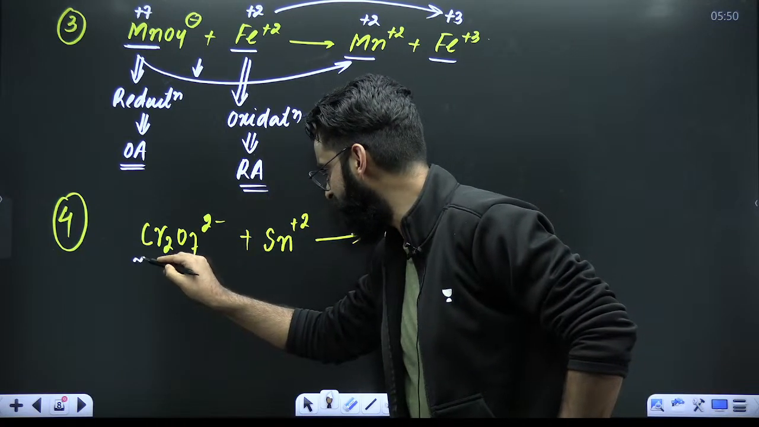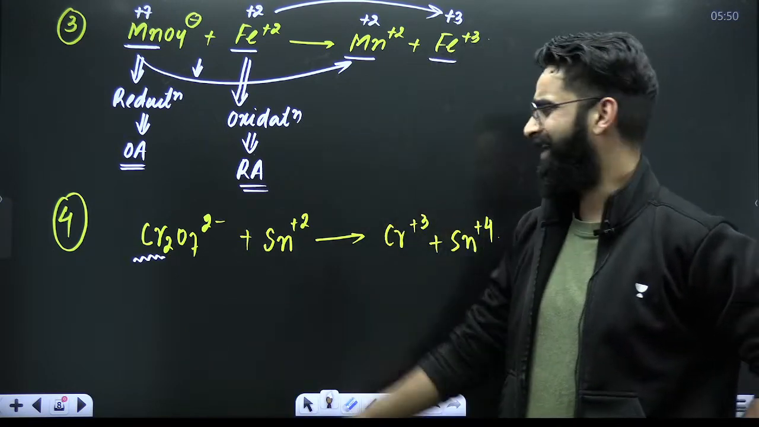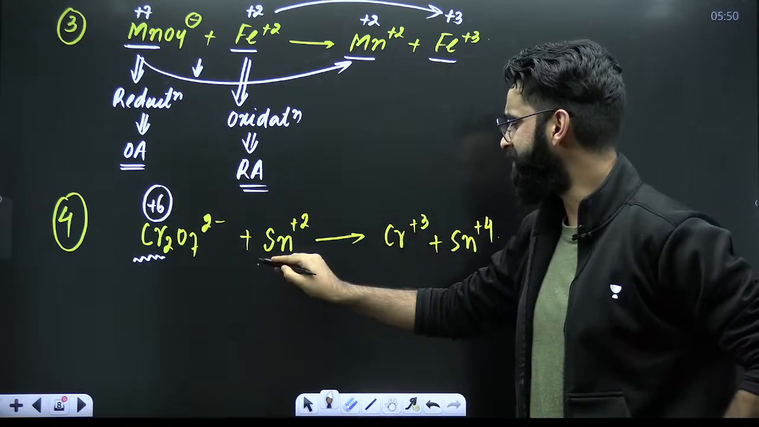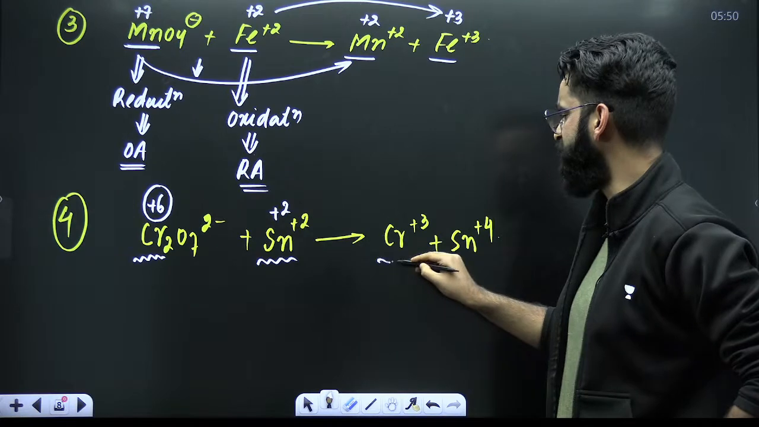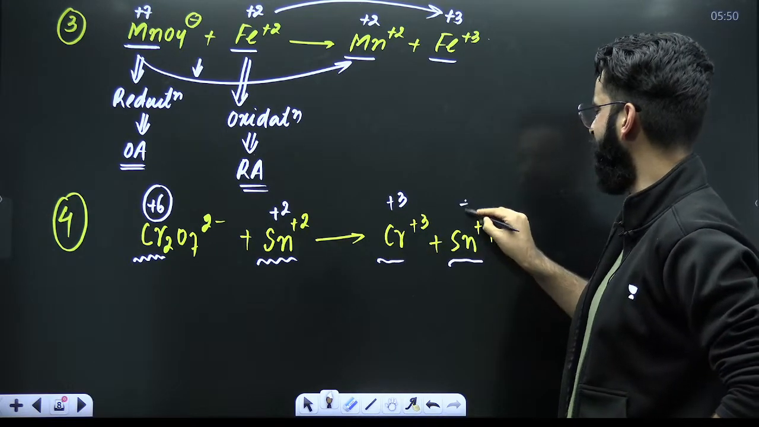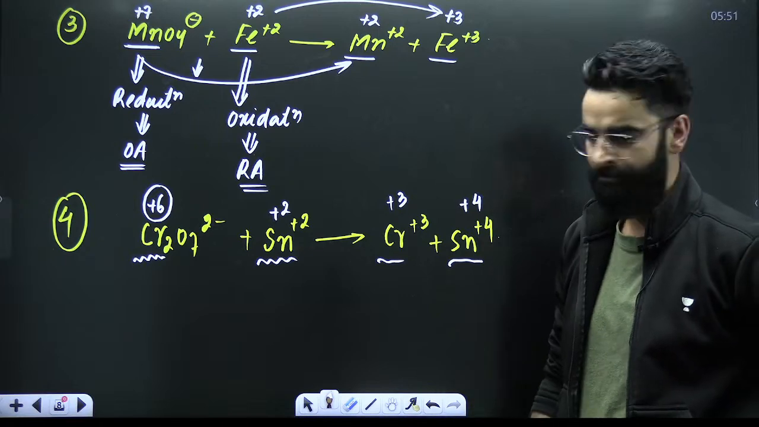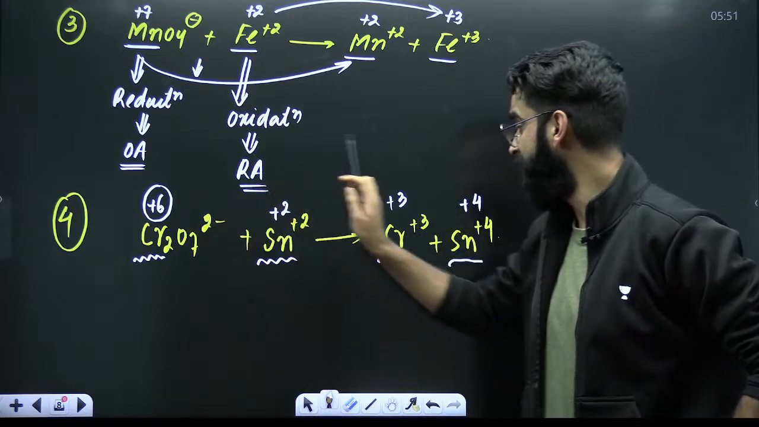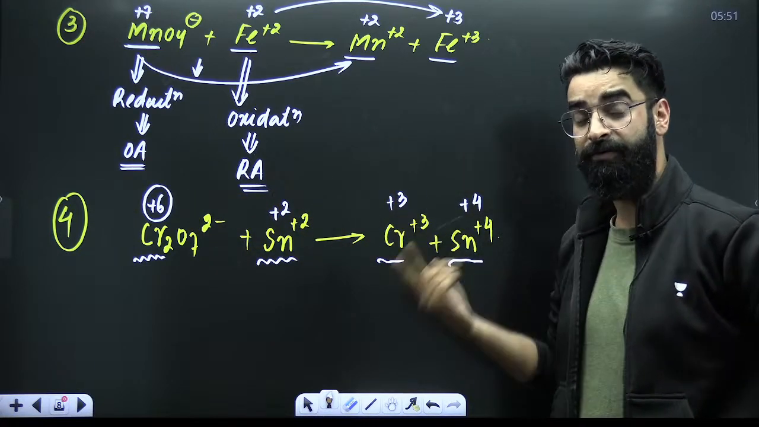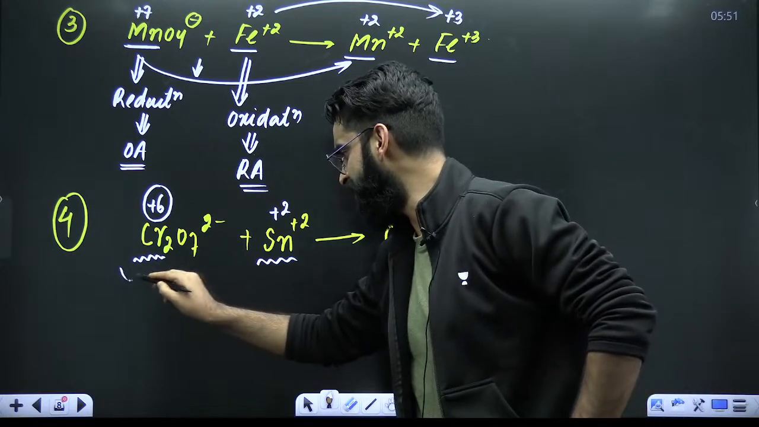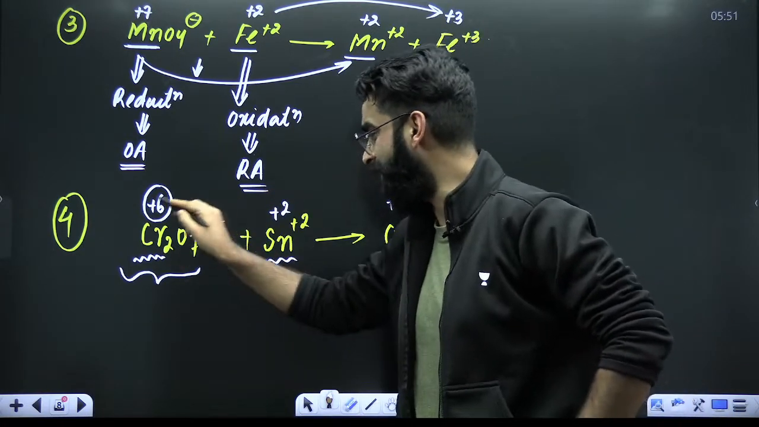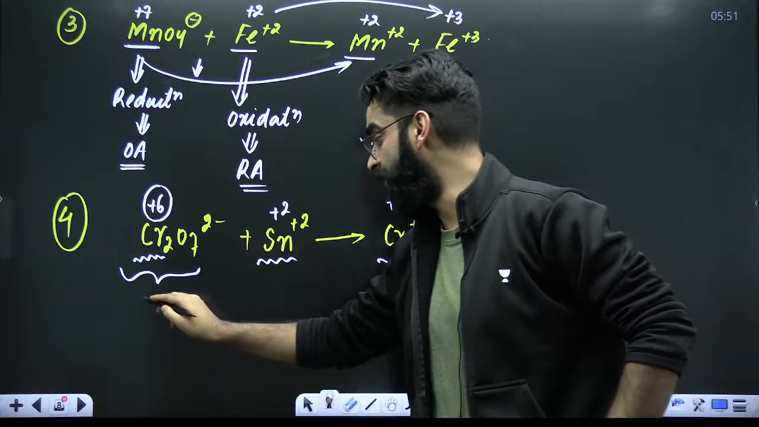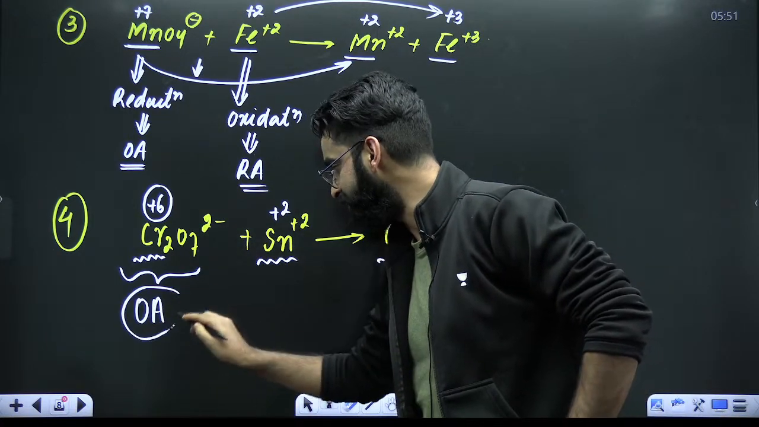First of all, I'll calculate the oxidation state of this particular chromium, right? It has to be 2x minus 14 is equal to minus 2. So the value of x will come out to be plus 6, right? What is the oxidation state of this tin over here? It's plus 2. Oxidation state of chromium, it's plus 3. Oxidation state of tin, it is plus 4, right? Now check whether the oxidation state of chromium is increasing or decreasing. Plus 6 to plus 3. Decrease in the oxidation state. Decrease in the oxidation state is something which you call as a reduction. So I would say this particular species, this Cr2O7 di negative, it is undergoing reduction. And that species which undergoes reduction, that is going to behave like the oxidizing agent.